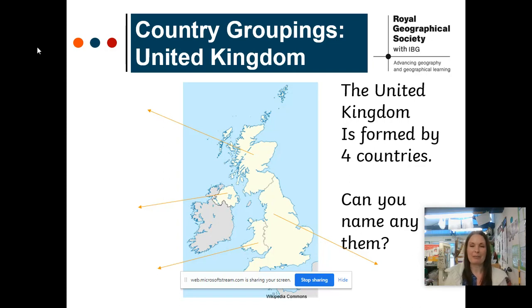Yes, you're right, boys and girls. It is the United Kingdom, or sometimes we shorten it and call it the UK. And the United Kingdom is formed by 4 countries. Can you name any of them? And they are being pointed to by my orange arrows. So again, stop, pause, have a think, have a chat. Can you name the 4 countries of the United Kingdom?